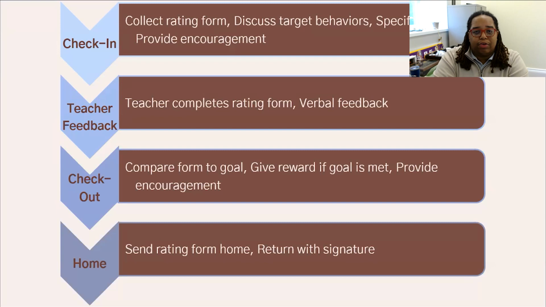We talk about our behaviors for the day. We might have 3 or 5 target behaviors, and we'll have a goal that we want to meet for that day. So we might have 20 possible points, and our goal might be to get 15 out of 20 points on our behavior rating form during the day.